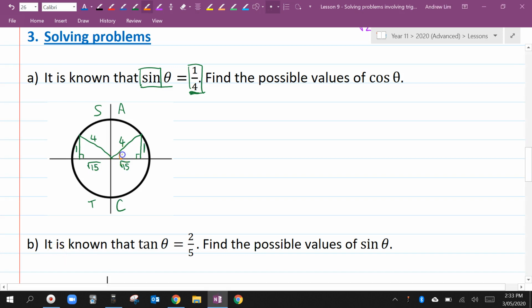So if we wanted to work out cos theta, it could be here, which is root 15 over 4, okay, adjacent over hypotenuse, or theta could be this angle. Okay, so cos theta would equal negative cos of alpha, because only sine is positive in the second quadrant. And cos of alpha is root 15 over 4.